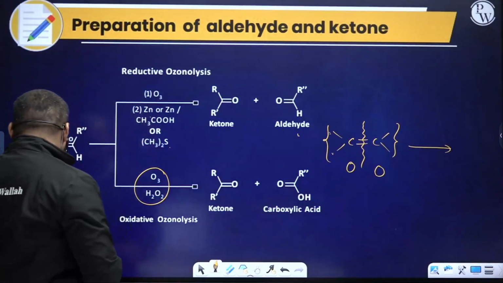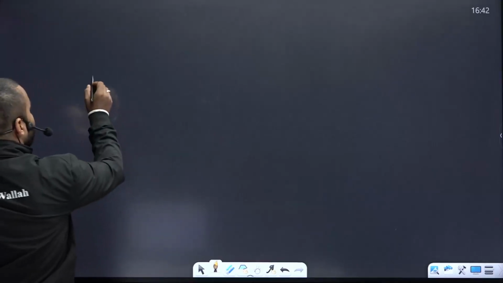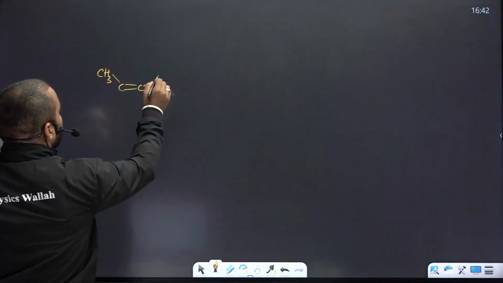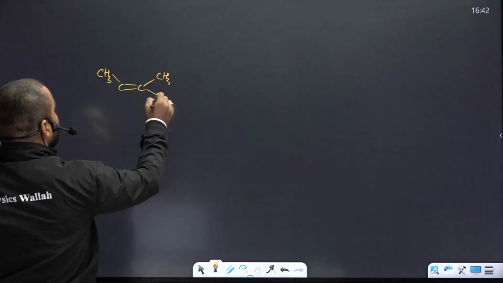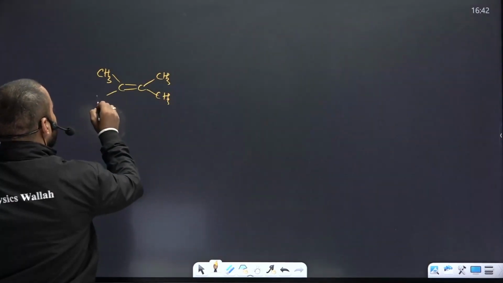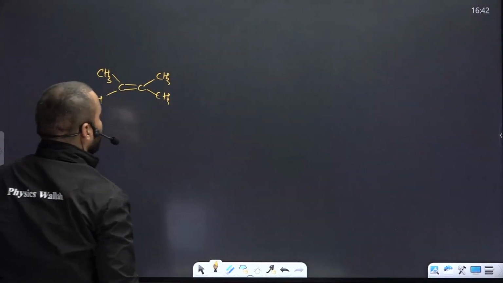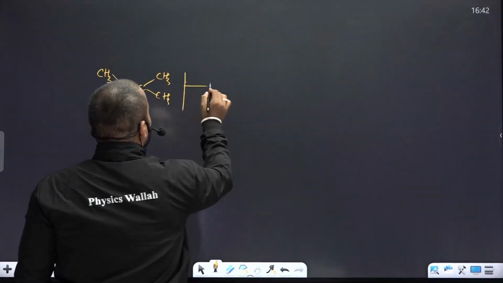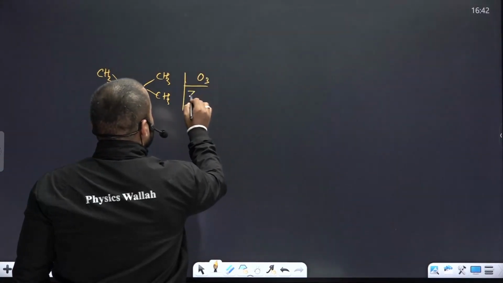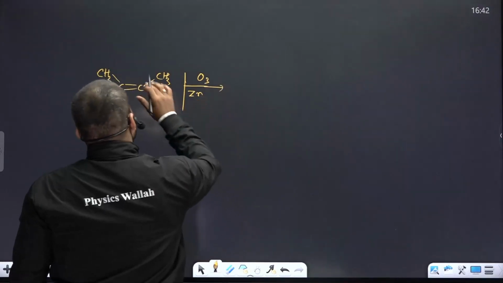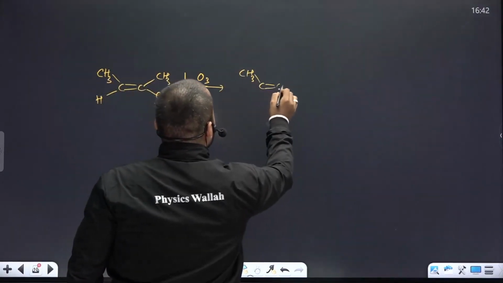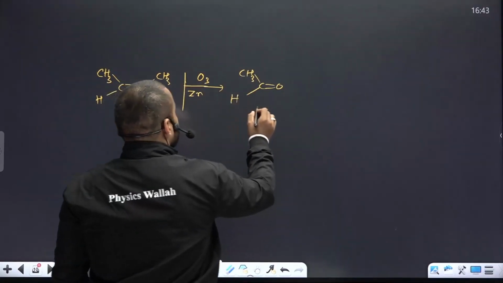Clear? Let's take an example. Then the things will be much clearer. I have a carbon-carbon double bond. This side, these are the groups, and on the left hand side, these are the groups attached. Once I react it with ozone, with zinc, what you need to do? Just break the carbon-carbon double bond and provide both these carbons an oxygen atom.